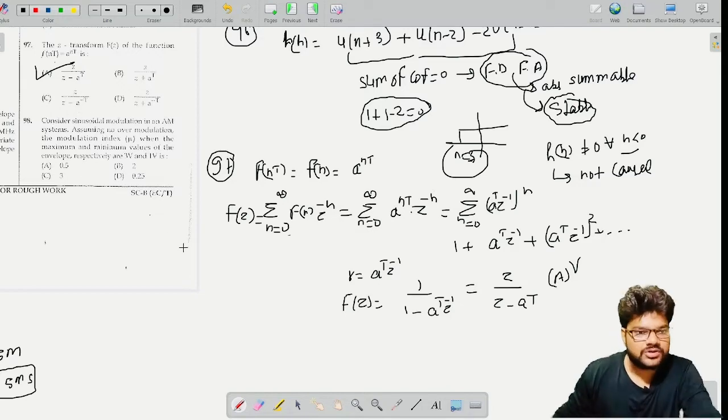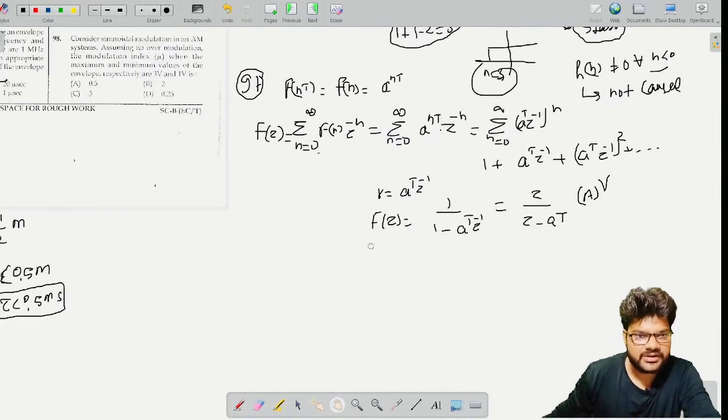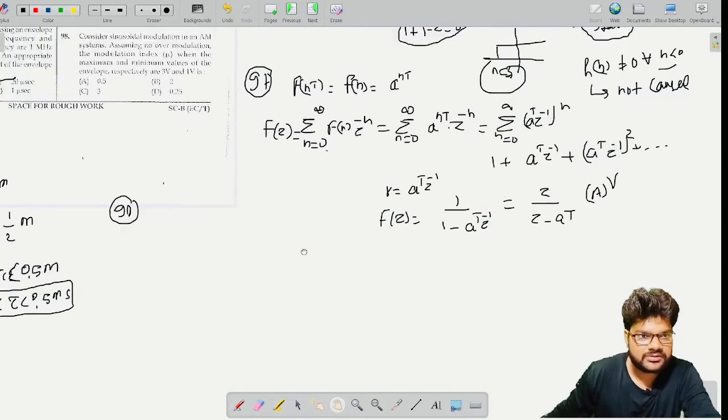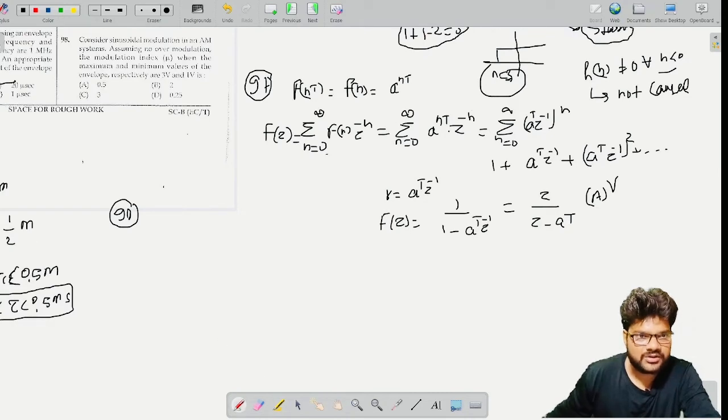Now let's go to the next question, question number 98. Question number 98 is again from communication systems. So the question is: consider a sinusoidal modulation in an AM system, assuming no over modulation. Okay, so assuming no over modulation, then mu has to be less than or equal to 1, right?